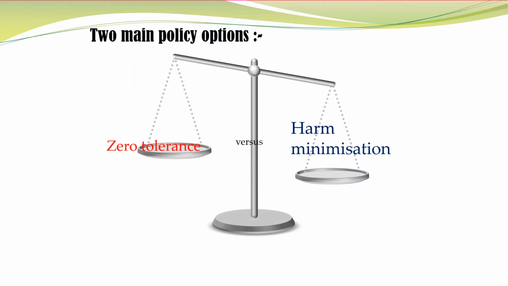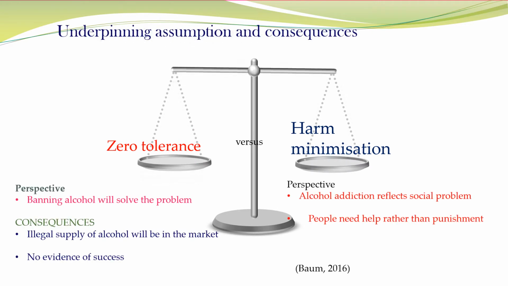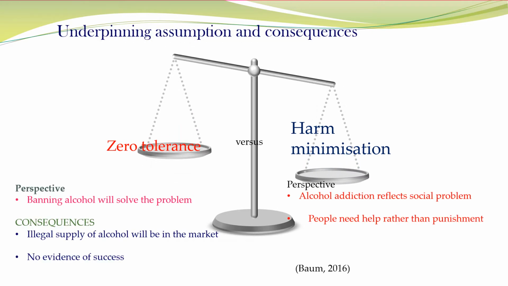So, what are the two main policy options we have? We have zero tolerance policy and harm minimization. So, what exactly happens if we have a zero tolerance policy? Many people would argue that banning alcohol will solve the issue. However, a zero tolerance policy will increase the illegal supply of alcohol in the market. Whereas the harm minimization approach suggests that alcohol addiction reflects a social problem and people need help rather than punishment. So these are the two underpinning assumptions and the consequences.